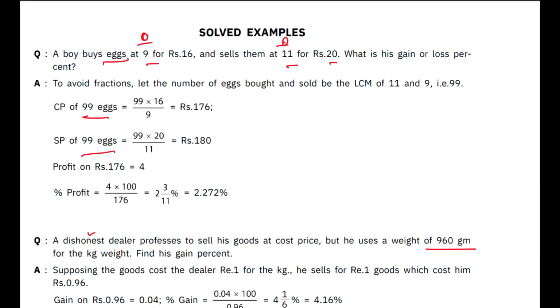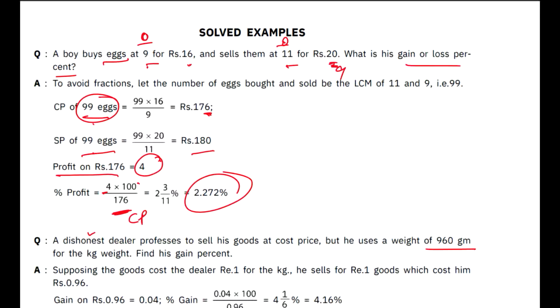So how will you do that? If 9 eggs are bought at 16, so 99 will cost simply into 11. Similarly here also into 9. So therefore 180. Now you have a quick comparison between the two and you can find out the profit, which will be 4 rupees on 99 eggs. Okay. Now his gain percentage would be 4 rupees upon the CP, which is 176, into 100, which is 2.27. Okay, simple. Let's go down.